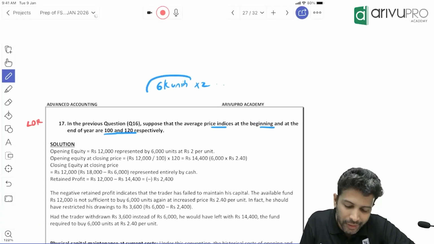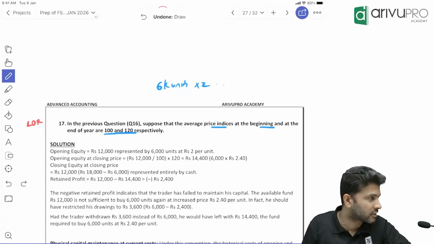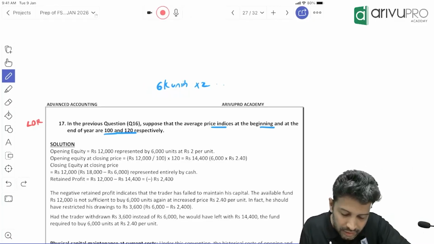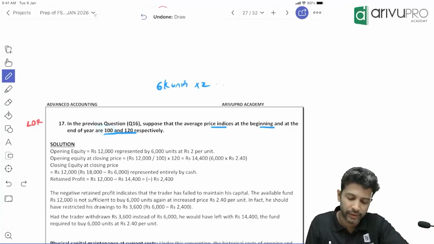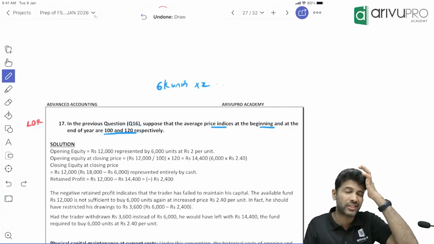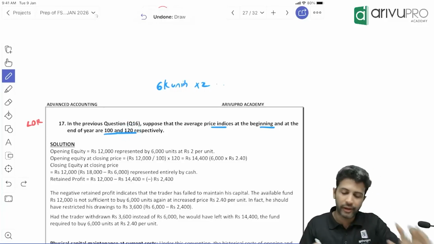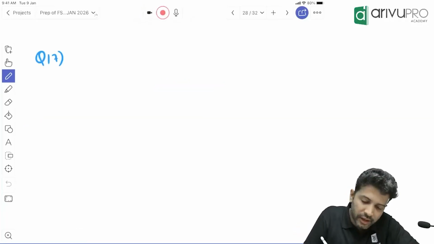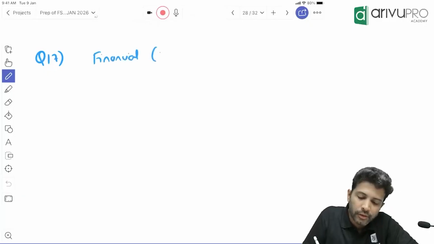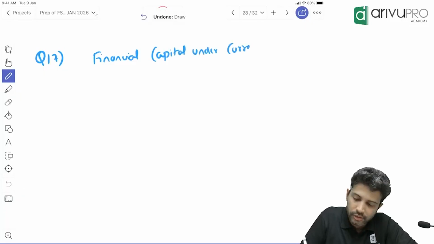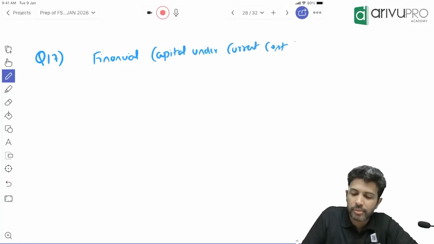How many units did you buy in the year beginning? 6,000 units. At what price? 2 rupees per unit. At the year beginning, the index was how much? 100. At the end of the year, the consumer price index or the price of the product index has become 120. Okay, first we will start. Here, this is what, sir? Financial capital under current cost basis.